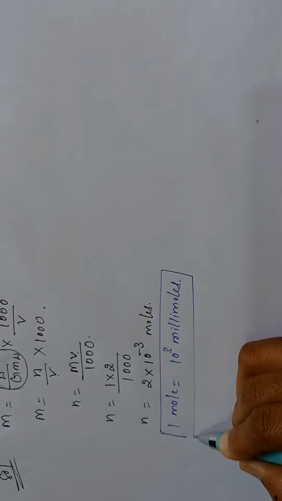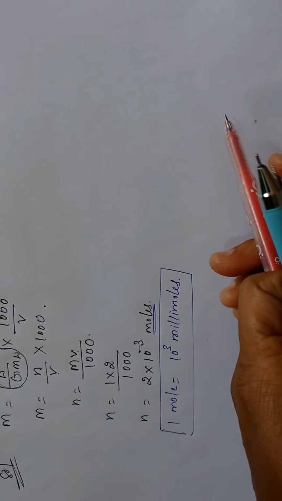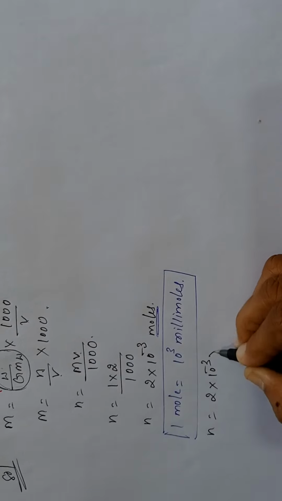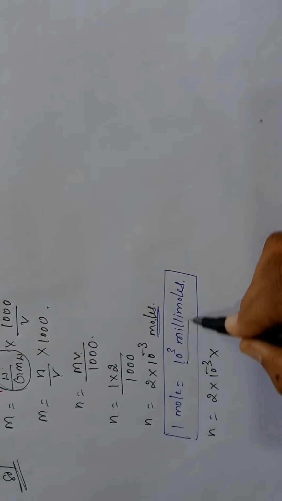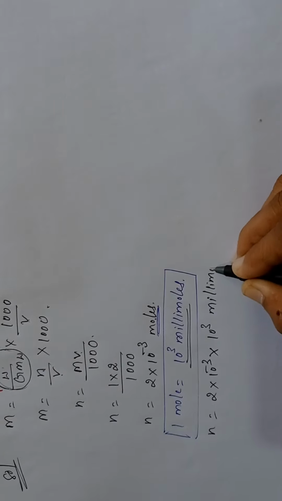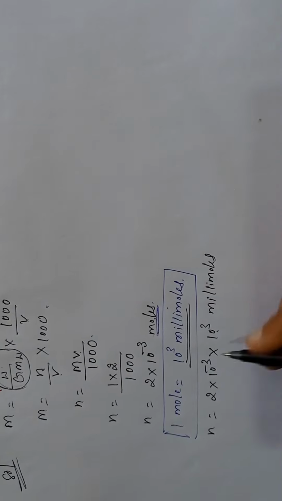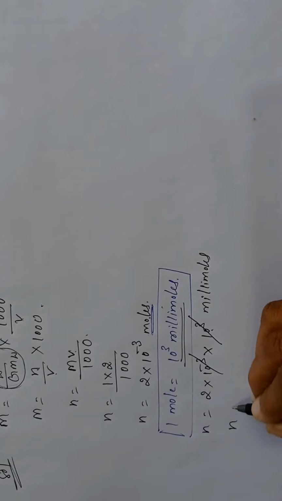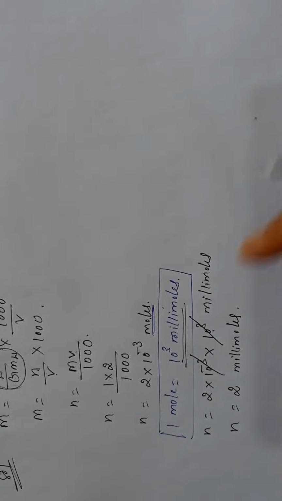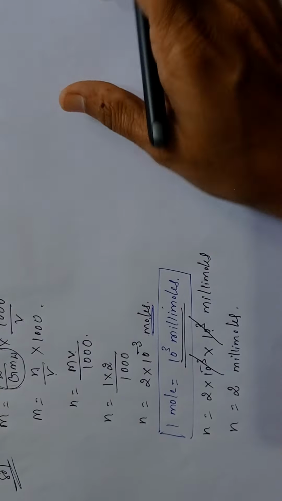So substitute this value in place of mole. Then what will you get, students? Then this value is converted into millimoles. So n is equal to 2 into 10 power minus 3, and 1 mole is equal to 10 power 3 millimoles. So that's why 10 power 3 millimoles. Are you clear, students? In place of mole, what are we writing? 10 power 3 millimoles. Now these will get cancelled. So the n value is equal to 2 millimoles. Understanding? So 2 millimoles. That means 2 millimoles of NaCl is required.